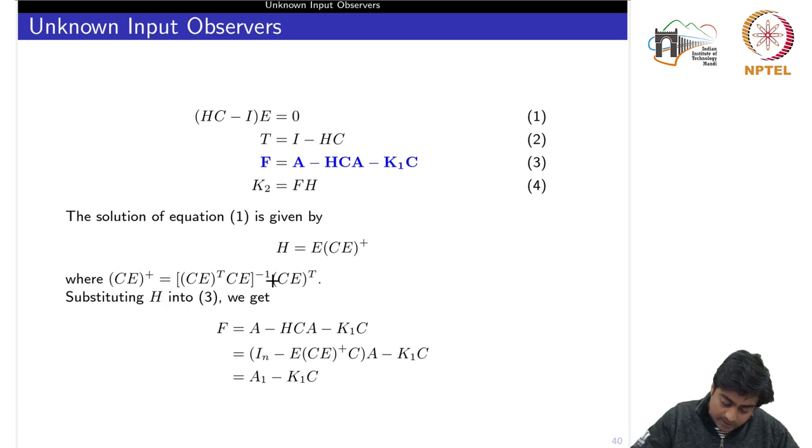Now if we substitute this H into this third equation, that is to say A minus HCA minus K1C would become this one, where I have taken A as a post multiplying factor from the first two parts of this equation, that is In minus E CE plus, H, C and A minus K1C. Now I substitute this whole part as A1, and so finally this F becomes A1 minus K1C. Okay, so now this equation you would see is pretty much familiar to you.